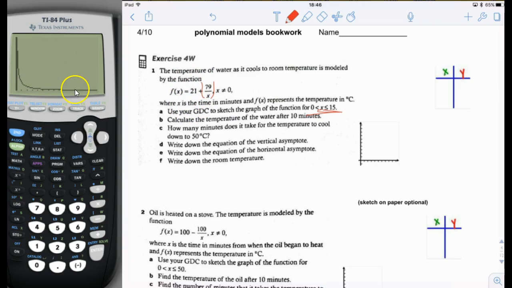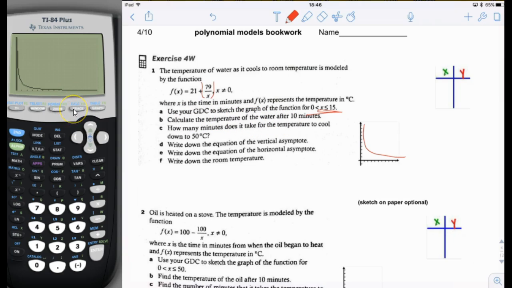X is the time in minutes, and f of x represents the temperature in degrees C of the water cooling to room temperature. Okay, so we sketch the function. It looks kind of like this. Okay, and it says calculate the temperature of the water after 10 minutes. How do we do that?